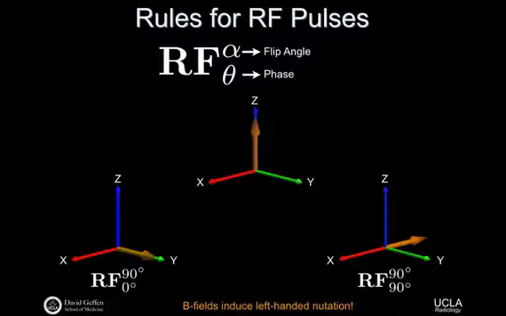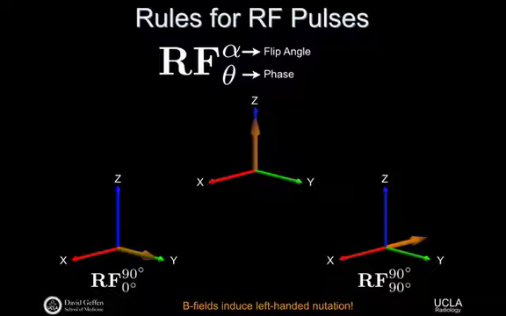When we talk about rules for RF pulses, I said before that in this class we'll subscript theta for the phase and superscript alpha for the flip angle, just as a shorthand notation. It is also important to understand what a 0-degree phase is versus, say, a 90-degree phase. These two RF pulse operators both have the same flip angle, 90 degrees, but they have different phases, 0 degrees and 90 degrees.